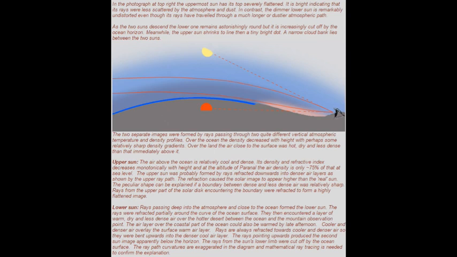Upper sun: the air above the ocean is relatively cool and dense. Its density and refractive index decrease monotonically with height, and at the altitude of Paranal the air density is only 75% of that at sea level.